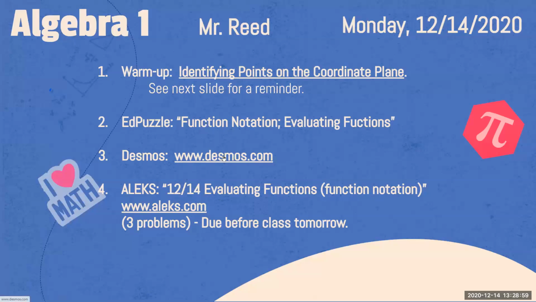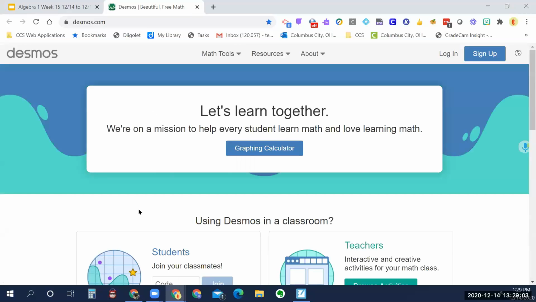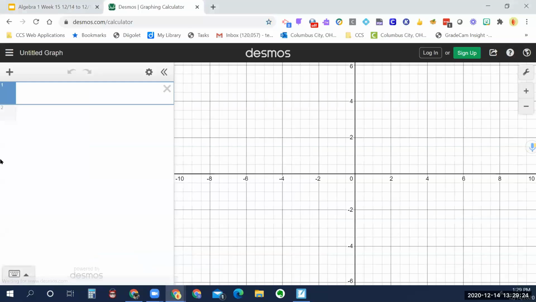Colleen, you've done most of this before, maybe used it some. We're just going to use it as a regular calculator today. When we get to Desmos, if you just go to desmos.com, we'll use other aspects of Desmos soon enough. But right now, when you get here, there's this big banner. Rather than bothering to sign in, if you just click the graphing calculator button on that big banner, you're going to see this screen.